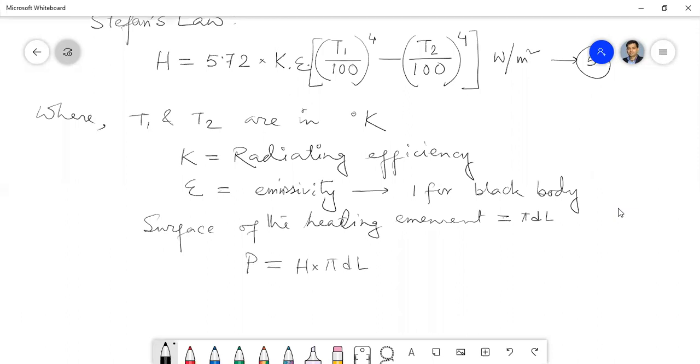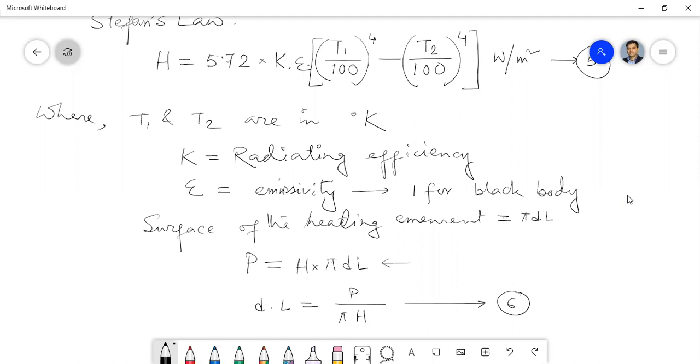So this much thermal power will be radiated, and that is equal to the electrical power. So from this we can write D into L equals P by pi H. So that is equation 6.